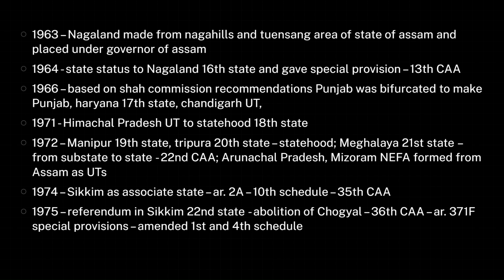In 1974, Sikkim was made into an associate state and Article 2A and the 10th schedule were added with the 35th Constitutional Amendment Act. In 1975, a referendum was held in Sikkim and it was admitted as the 22nd state. The referendum led to the abolition of the Chogyal, and with the 36th Constitutional Amendment Act, Article 371F with special provisions was added and this amended the 1st and 4th schedule.